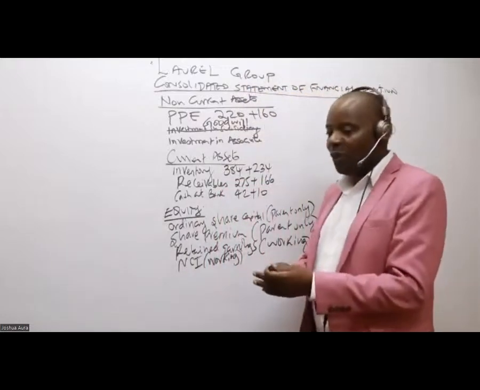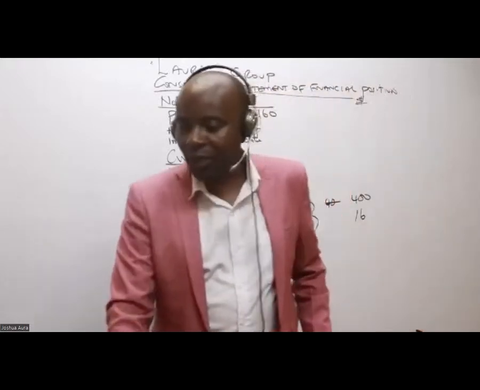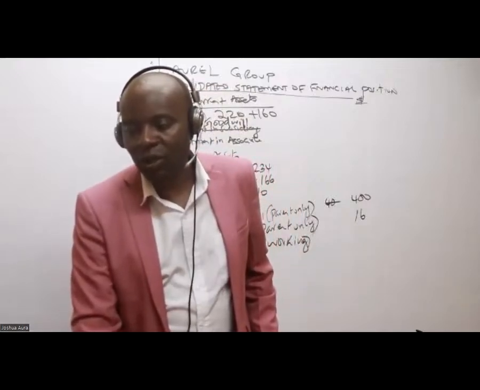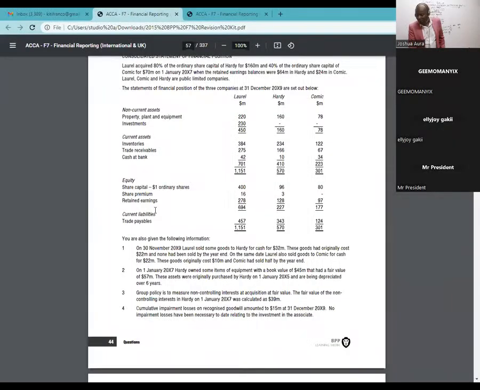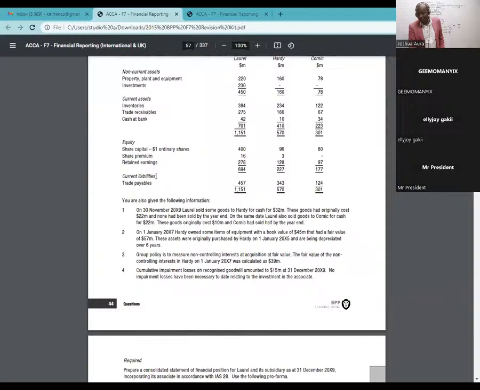So after equities, then we go to the liability section. Now, in the liability section, we normally start with non-current liabilities. Do we have any non-current liabilities in this case? No. So we have only current liabilities, of which we have the trade payables. Under the trade payables, what do we have here? We have 457 plus 343, like that. So that is it.